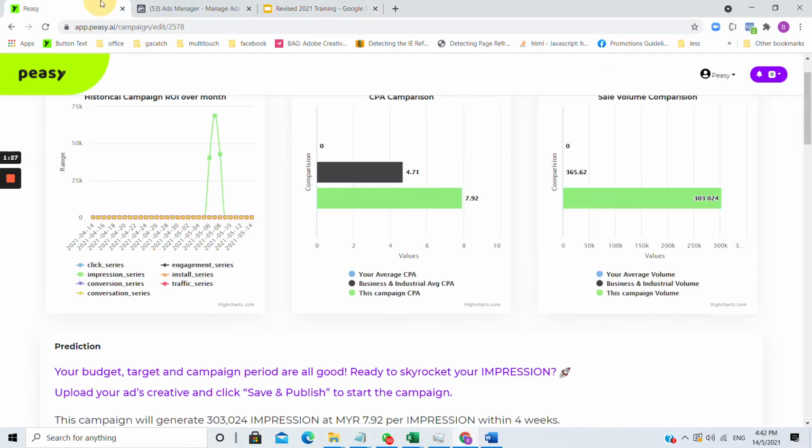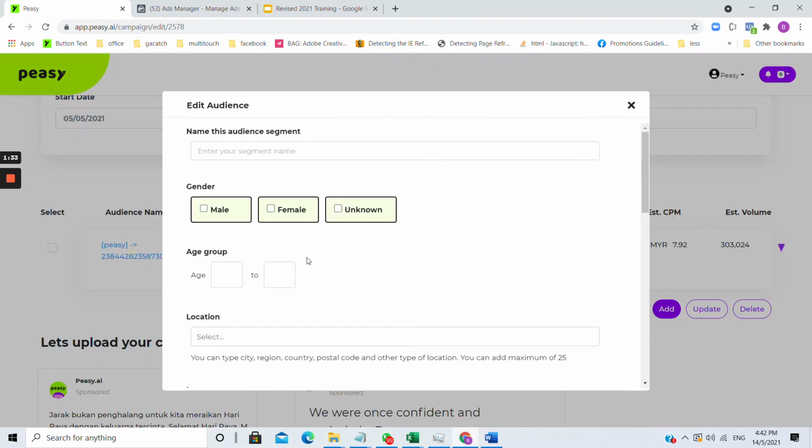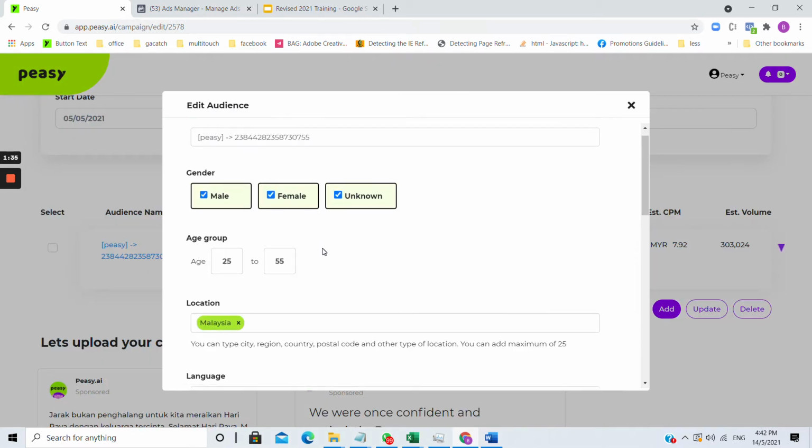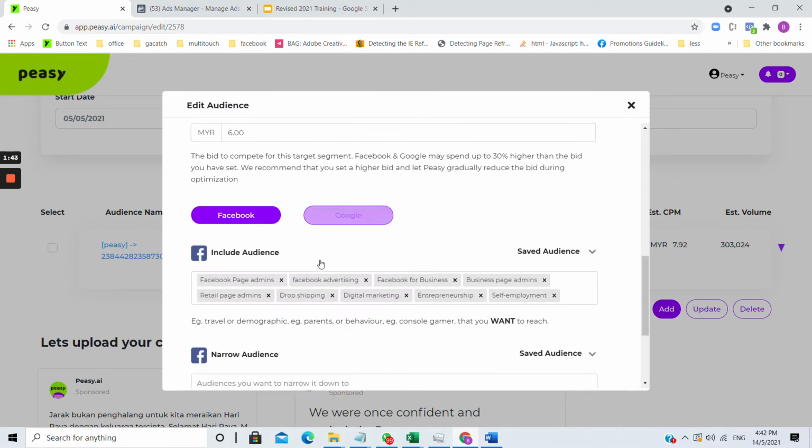So how does audience optimization work? You can see right at the early part, Peasy already creates an audience based on multiple data points. For example, when it recommends all of this gender and age breakdown, language breakdown and all of these interests, it is grounded in research and data.